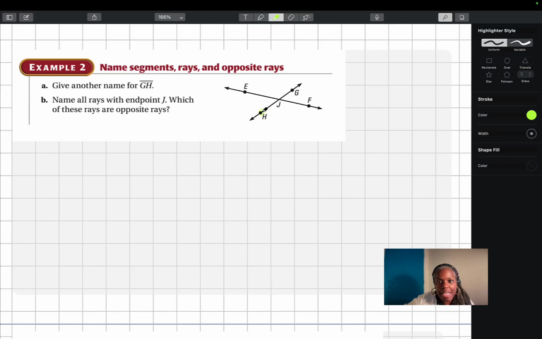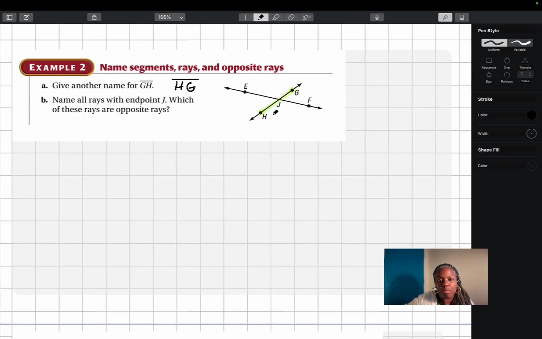Segments have a beginning and an end point, or basically we call these 2 endpoints. So segment GH, the only other name we can have for segment GH, and I'm going to just put the answer right here, is going to be segment HG. Notice I use the same symbol, no arrows, just a short line, and I changed the order, HG.